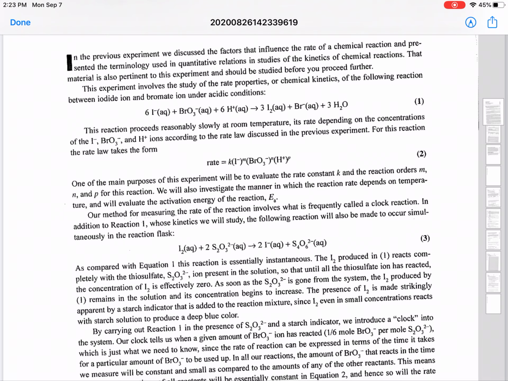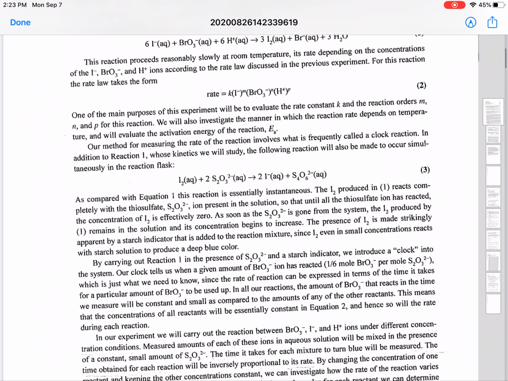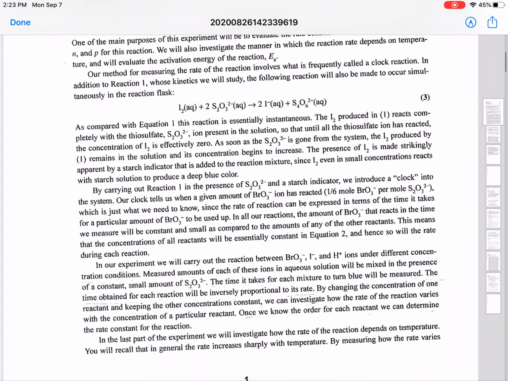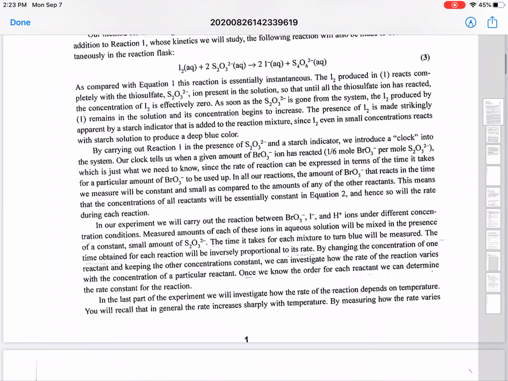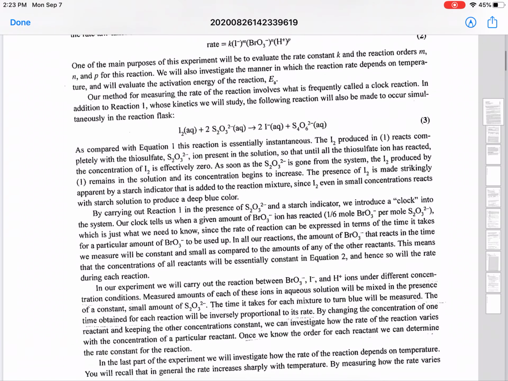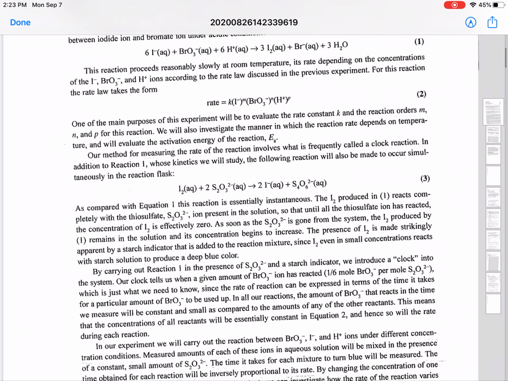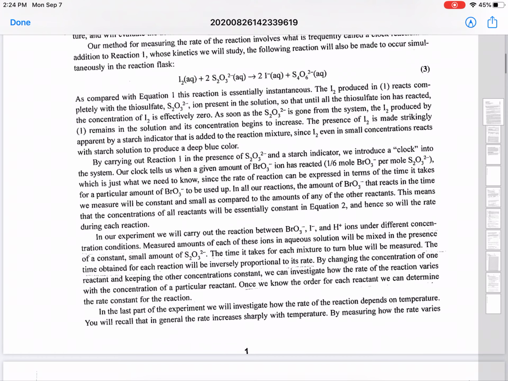You start your stopwatch and then we're going to see when you see the blue color, and then you write down the number of seconds that it takes for the reaction mixture to turn blue. Okay, so likewise we're going to be conducting 4 or 5 experiments using different amounts of the reagents. Okay, so that's what we are going to do.